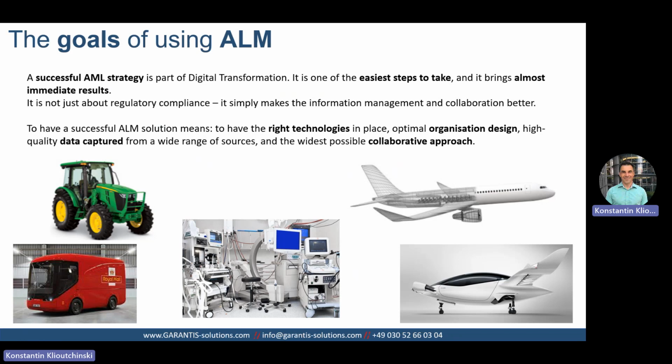To have a successful ALM solution means to have the right technologies in place, optimal organizational design, high quality data captured from a wide range of sources, and the widest possible collaborative approach. So what does it mean? Well, first, the right technologies. It's not only Polarion that you might need. You will need other tools, and they will be integrated with Polarion, with your requirements management. It can be test management, quality of requirements analysis, maybe simulation tools, model-based system engineering, such as Capella or MATLAB Simulink. So all of these define the right tools, the right technologies.